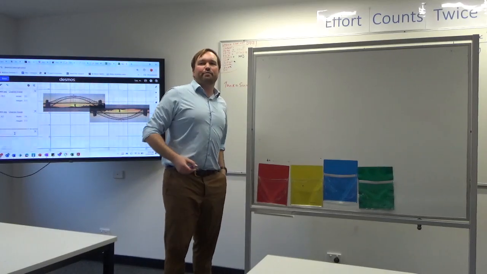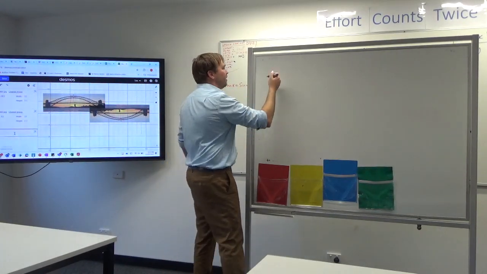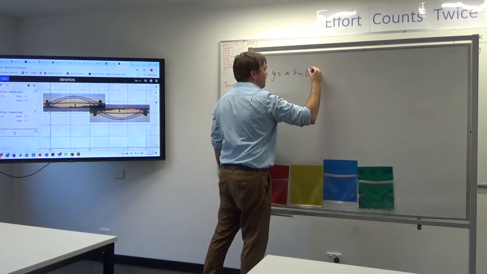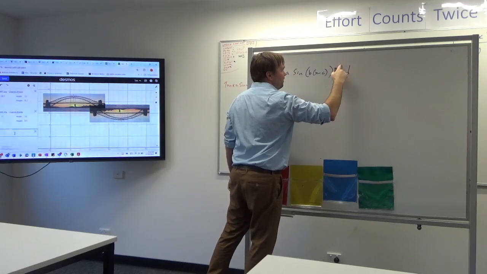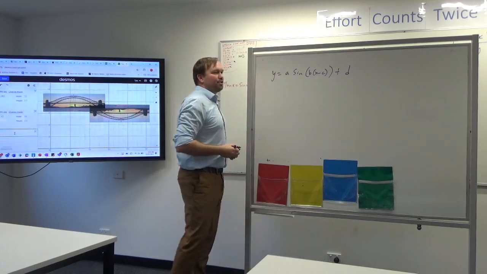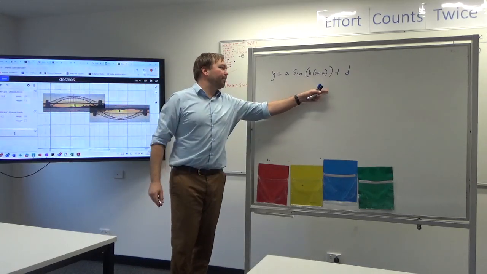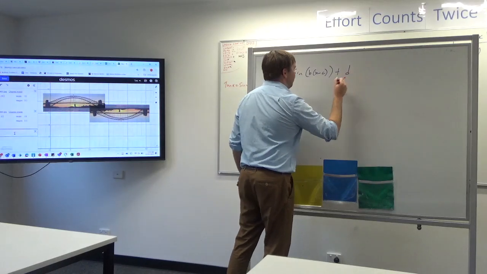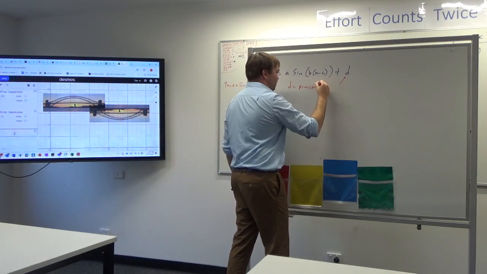Your starting point for part B is what's known as the general form of a sine curve. The general form of a sine curve is y = a sin(b(x - c)) + d. It's that thing we saw on the previous page. And I would do it in the following order. I would find d first. D is the principal axis.